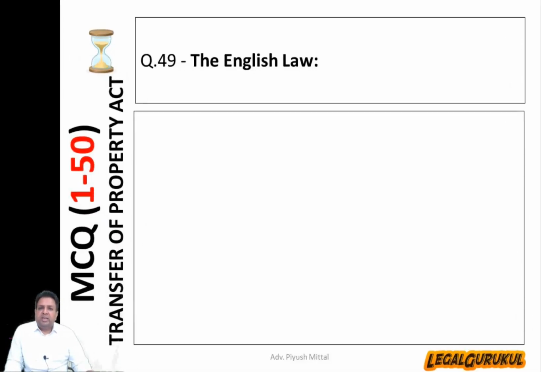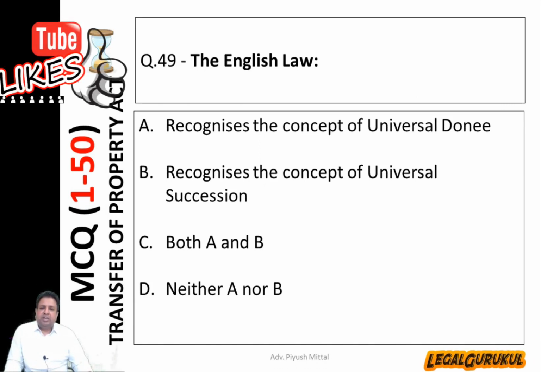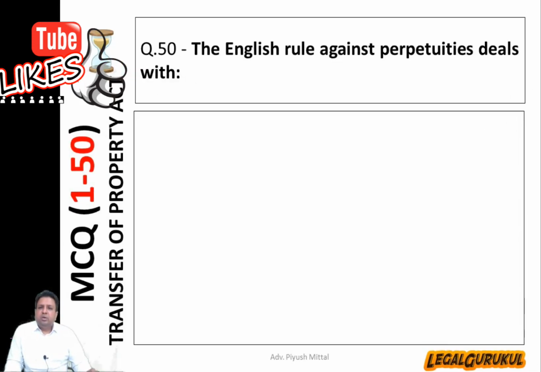Question number 49. The English law A. Recognizes the concept of universal donee, B. Recognizes the concept of universal succession, C. Both A and B, D. Neither A nor B. And the correct answer is D. Neither A nor B.